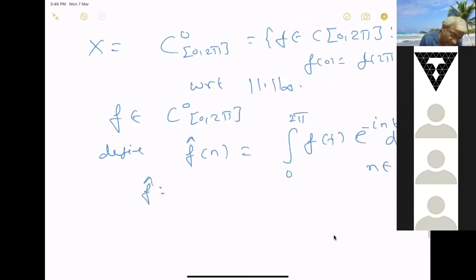For n in Z, for integers, f hat is a function from Z to C. So we had a continuous function and we got a function on the integers. This is a discrete valued function. And this Fourier transform is a very powerful technique, both in practice and in mathematics. This is what is called the Fourier series, and this Fourier series determines the function. Once you know the Fourier series, you should be able to get back the function. The question is where this holds, for what functions we can actually get back the original function, and that's the basic question.